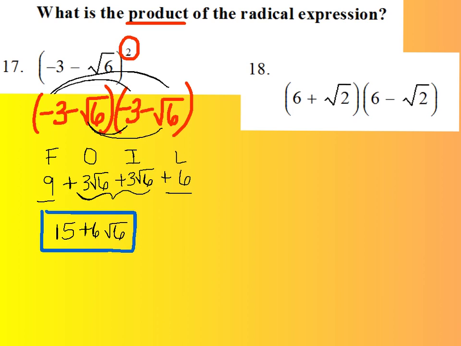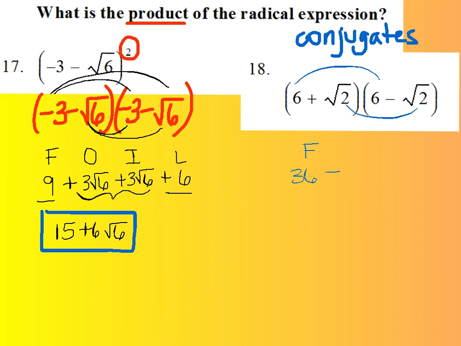Let's look over at number 18. Notice in 18 that they're exactly the same, just one's a plus and one's a minus. This means that we have conjugates. And when you're multiplying with conjugates, you don't have to do all of FOIL. You just have to do first and last. So we're going to say first times first, and we get 36. And then last times last, positive times a negative is a negative, and the square root of 2 times the square root of 2 is just 2. And now when you actually simplify this, we get 34. So 34 is our final answer.